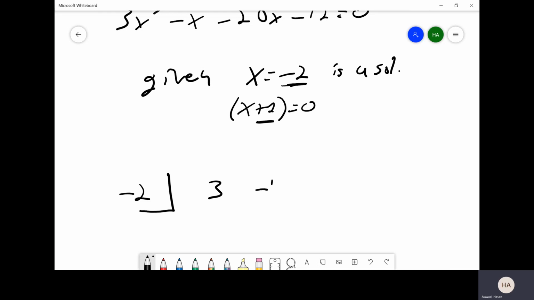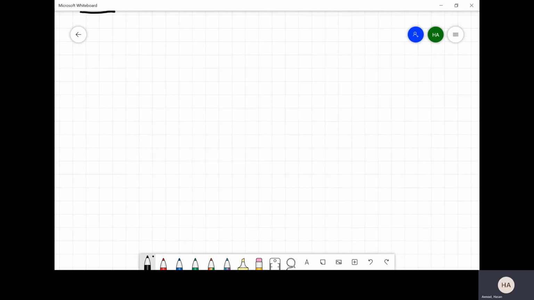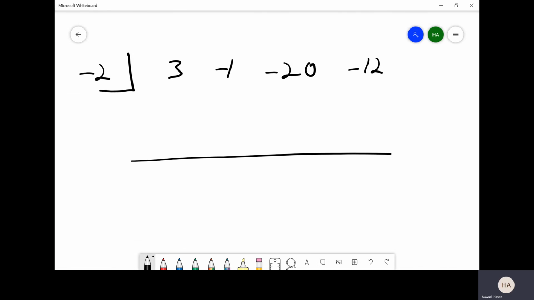So we have 3, -1, -20, and -12. Okay, and just double checking. Yes, okay, perfect. So what we're going to do is draw the line. We're going to pull our first piece down. So that's a 3 pulling down. And now we just go through the way that we normally go through, right? So 3 times -2 is -6. We add, get -7. -7 times -2 is a positive 14. We add, we get -6. -6 times -2 gives me a positive 12. And when we add, we get a 0.